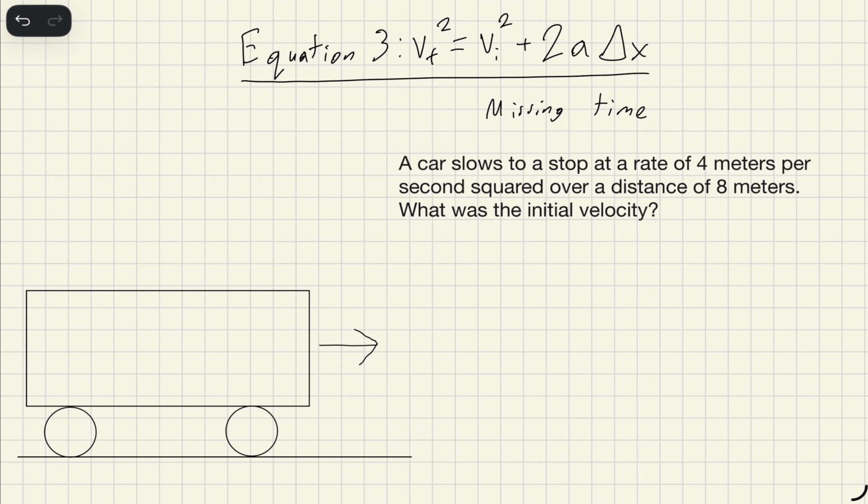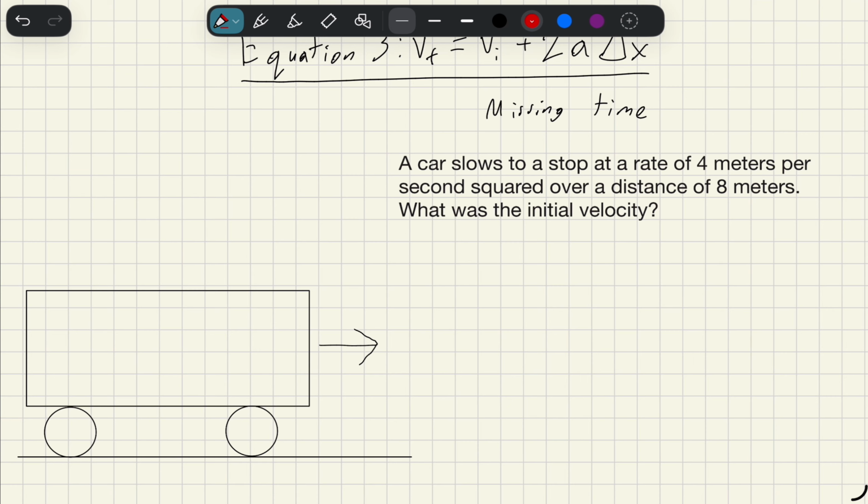Let's go over equation 3. We have final velocity, initial velocity, acceleration, and displacement. The problem I've written is that a car slows to a stop at a rate of 4 meters per second squared. We can see it's 4 meters per second squared, and so that is the units for acceleration. So acceleration, 4 meters per second squared. Over a distance of 8 meters. We have distance, so we have delta x, our displacement.